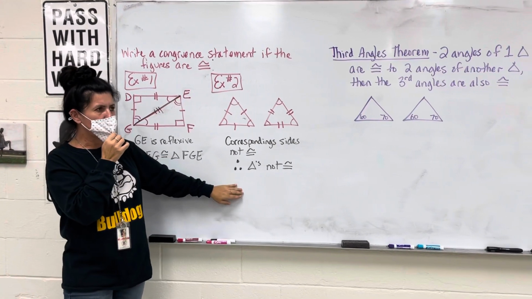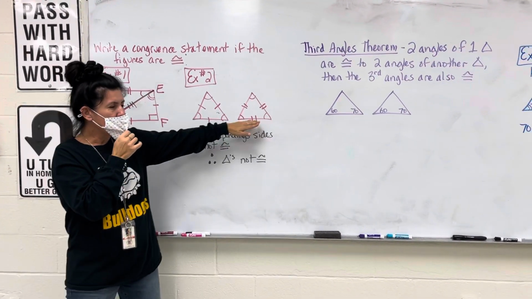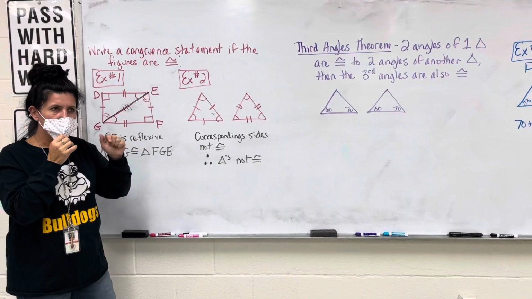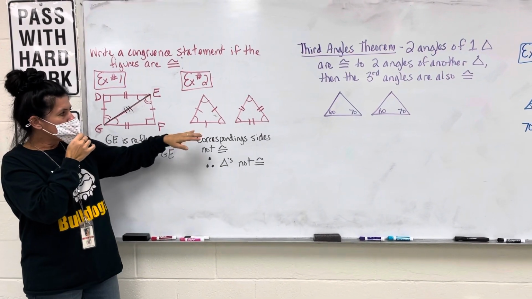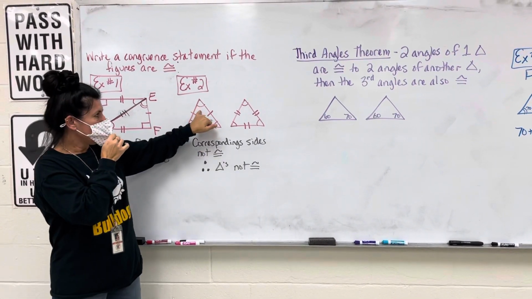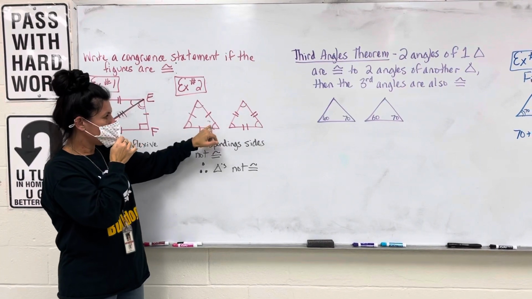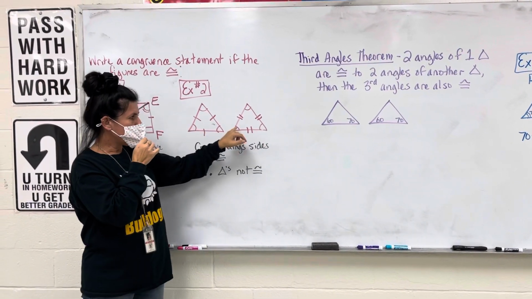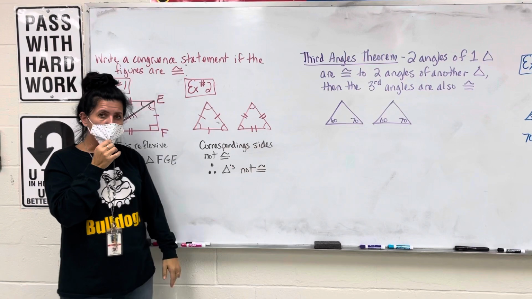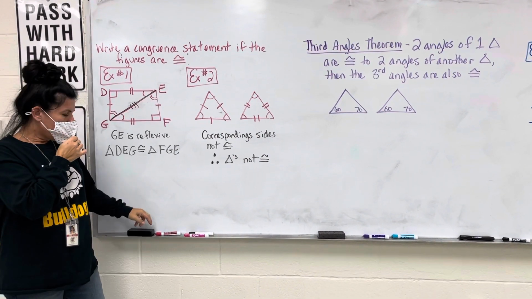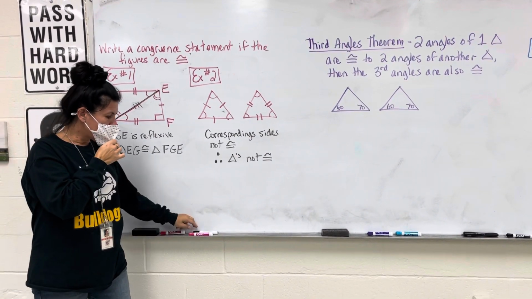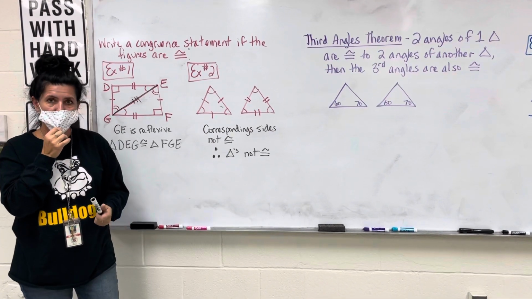Look at example 2. I have 2 figures. I have to decide if these 2 figures are congruent. You can see that the angles are good. These angles are the same. These angles are the same. These angles are the same. So all corresponding angles are congruent. Corresponding sides must also be congruent, and that is not the case.